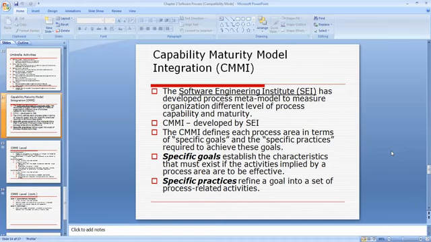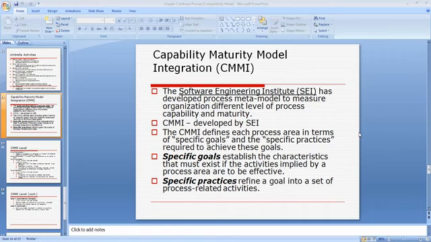The CMMI defines each process area in terms of specific goals and the specific practices required to achieve these goals. Some processes are there, and to achieve the goals, you have to adopt some specific practices. So what is the use of these specific goals?